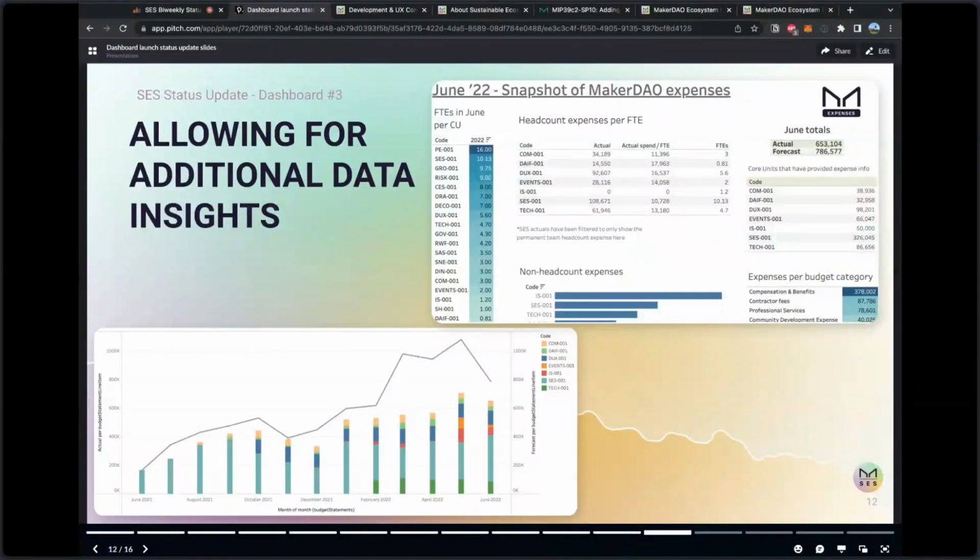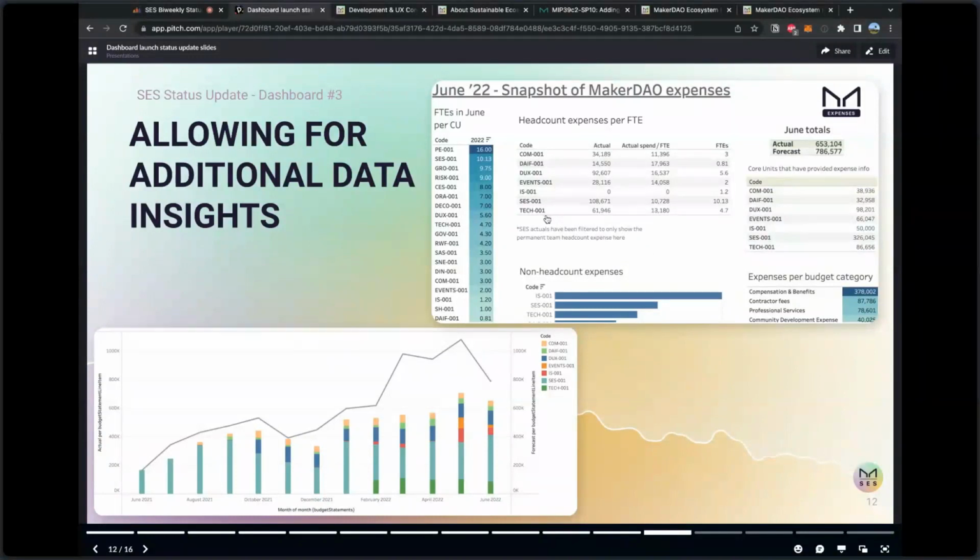And as an example of some of these insights, and to give you a sneak peek of some more data constructions, or more insights that will be coming both within the dashboard as well as just generally published within the DAO for consumption among stakeholders, there are new and interesting constructions and things that we can do with this data. So for example, here, we have a snapshot of MakerDAO expenses for June.